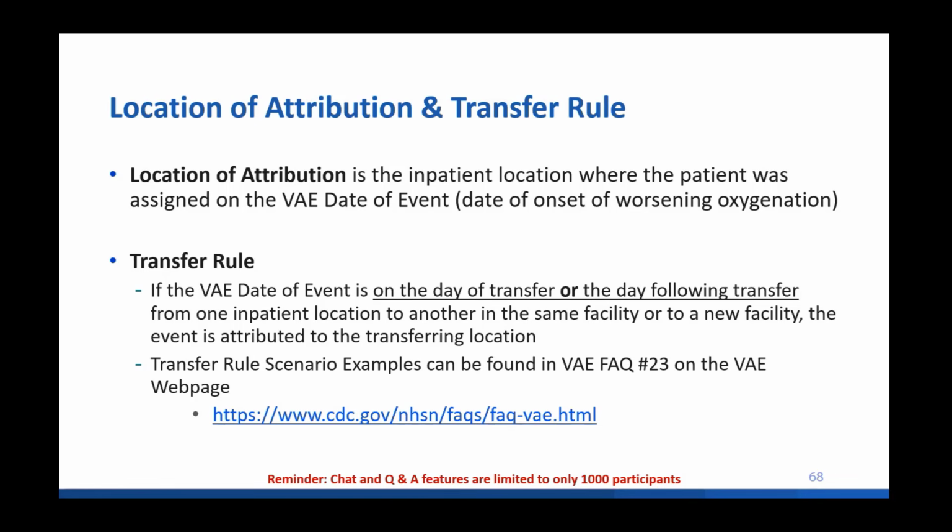The date of event is also important when determining location of attribution for a VAE. The location of attribution is the inpatient location where the patient was assigned on the VAE date of event. The transfer rule is applied when the VAE date of event is on the day of transfer or the day following transfer from one inpatient location to another in the same facility or to a new facility. The event would then need to be attributed to the transferring location. And you can find some transfer rule examples in VAE FAQ number 23 on the VAE webpage.